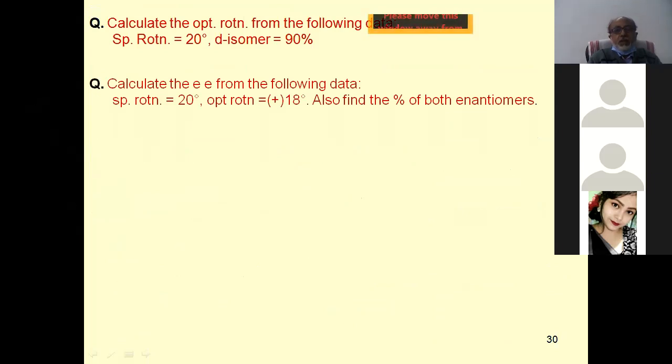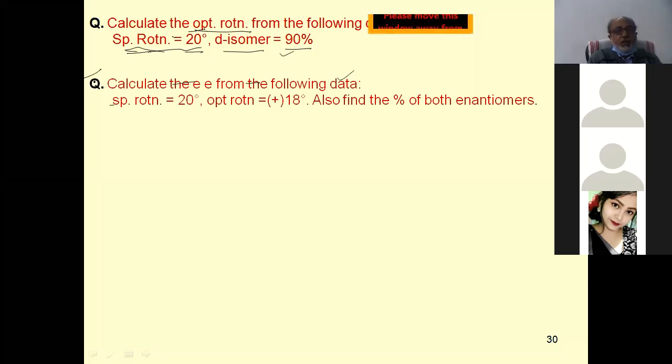Calculate optical rotation from the following data. One: specific rotation is equal to 20 degree and D isomer is 90%. The D isomer of that particular compound is 90% in the mixture. So you have to find out the optical rotation. Specific rotation of the compound is 20 degree.